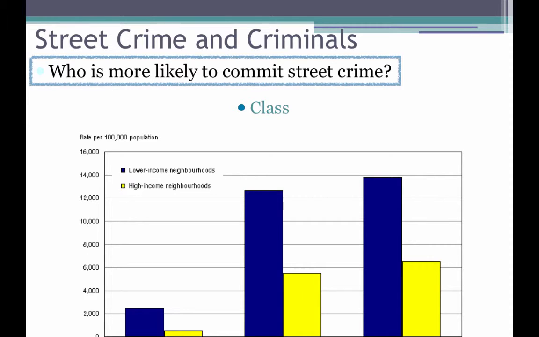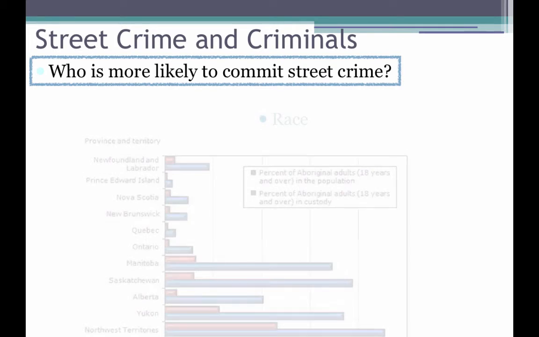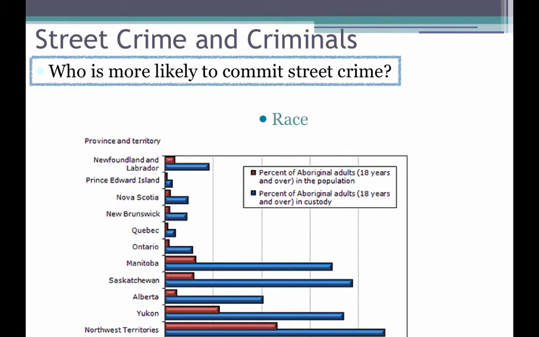And then lastly, we can look at, as a demographic issue, is race. Now, according to U.S. statistics, it's African and Hispanic people who are more likely to commit street crime than any others. And in Canada, non-Aboriginal visible ethnic minorities were underrepresented in federal correctional institutions. Aboriginals, many studies have shown that they are overrepresented in prison.